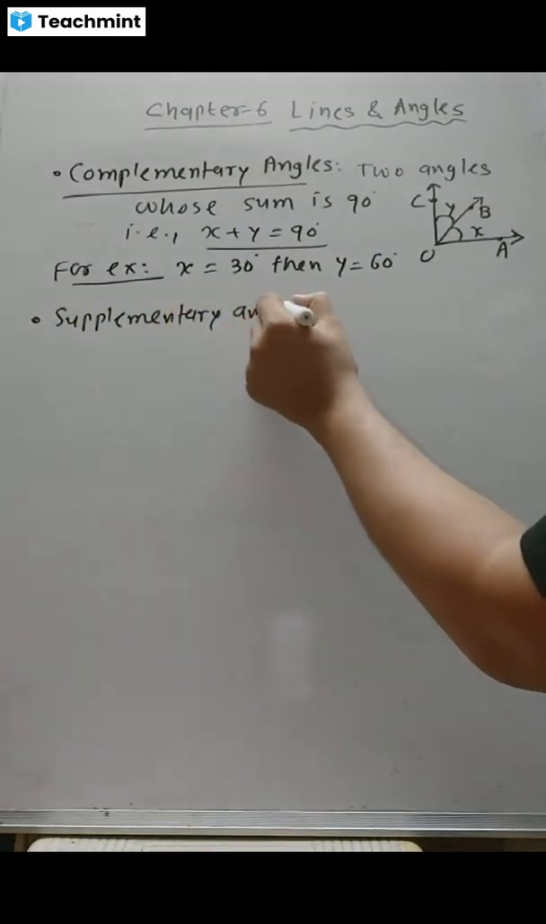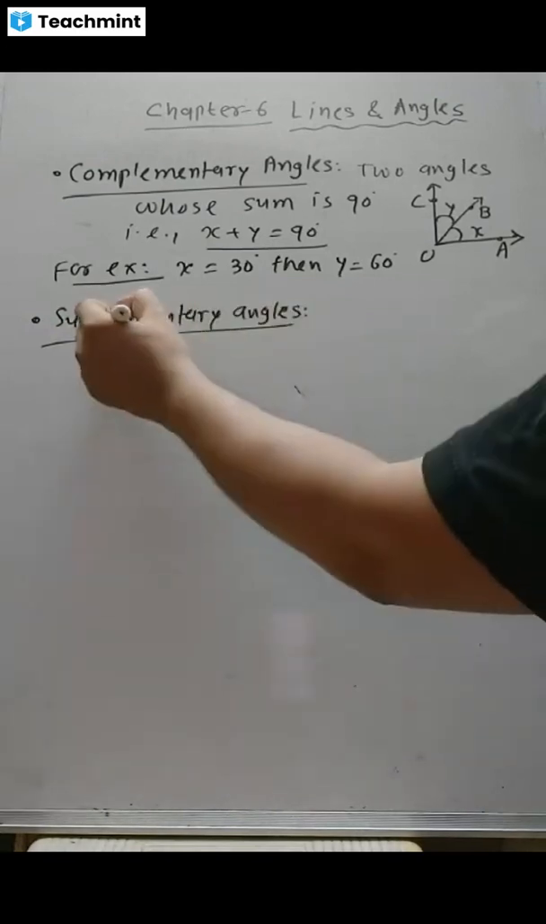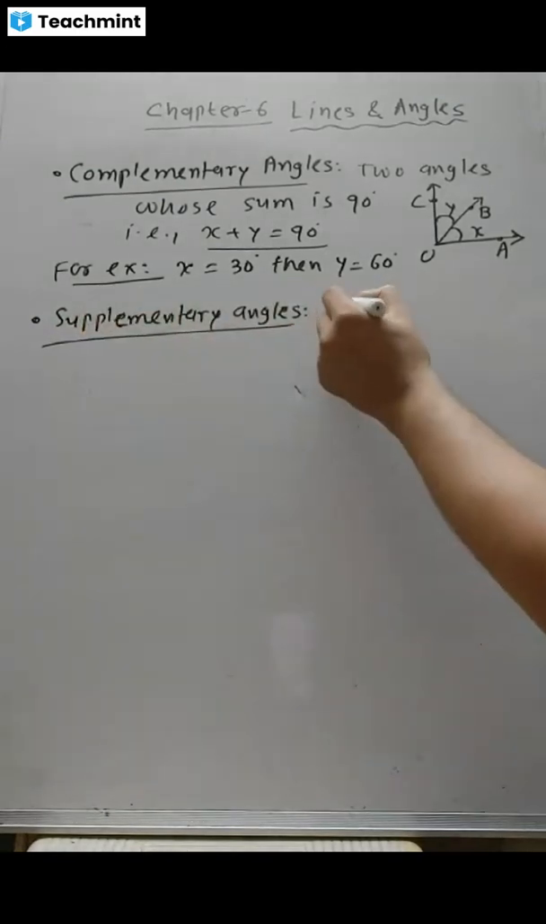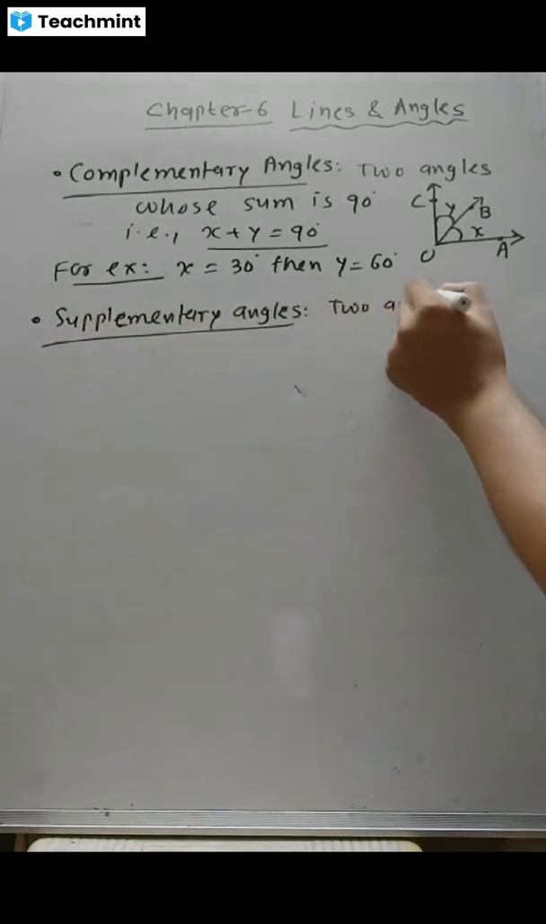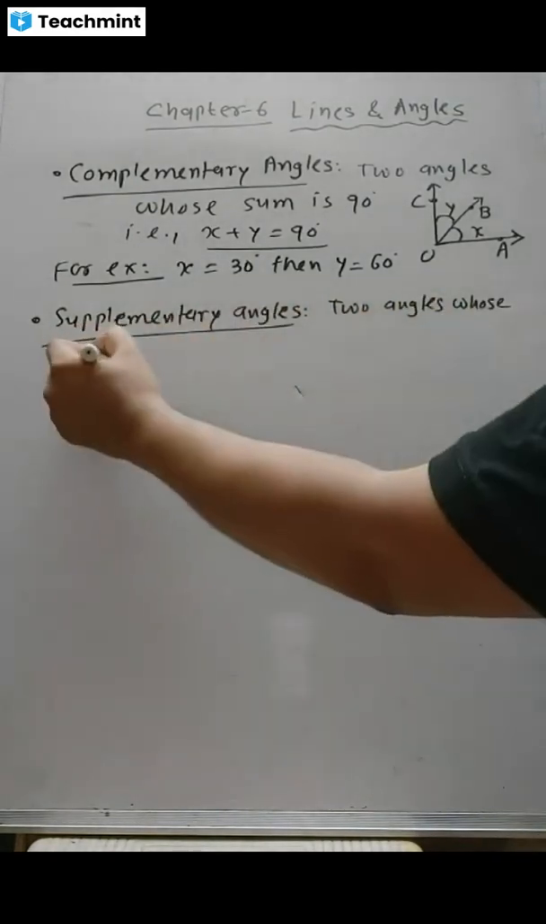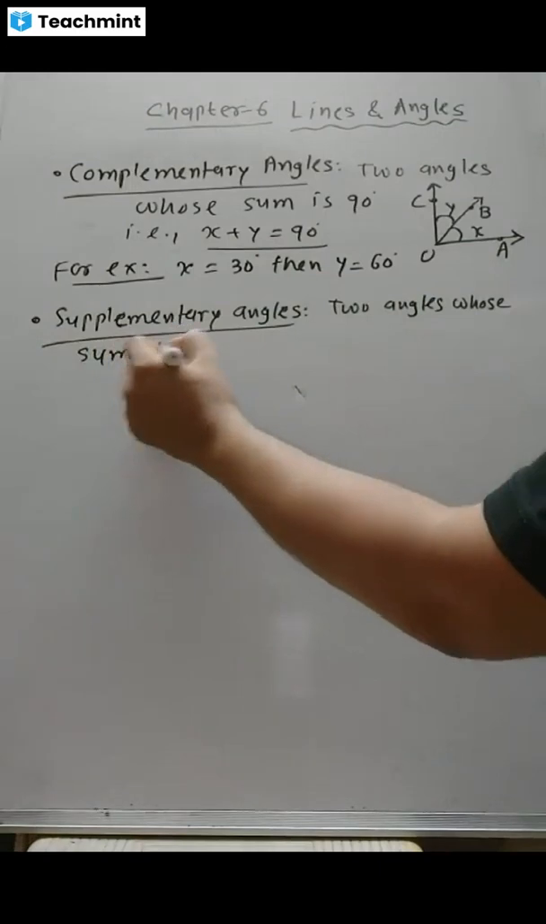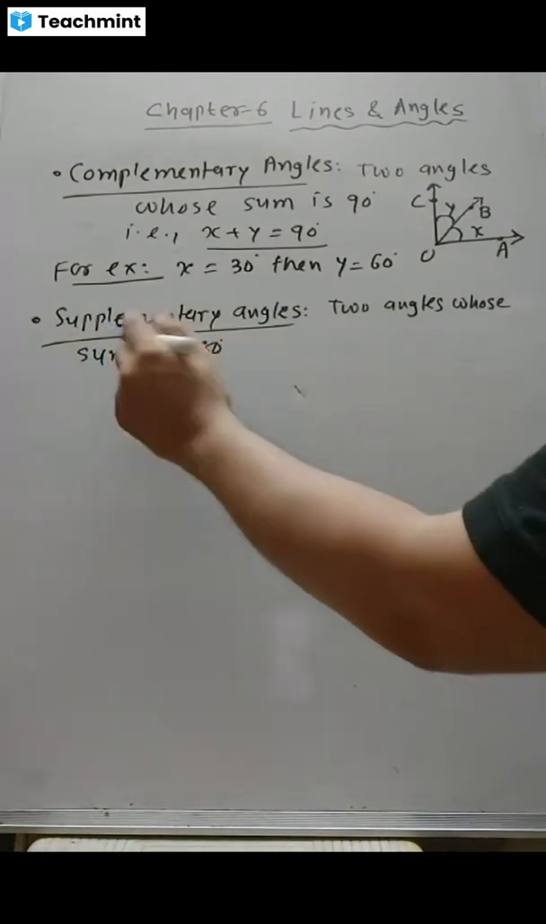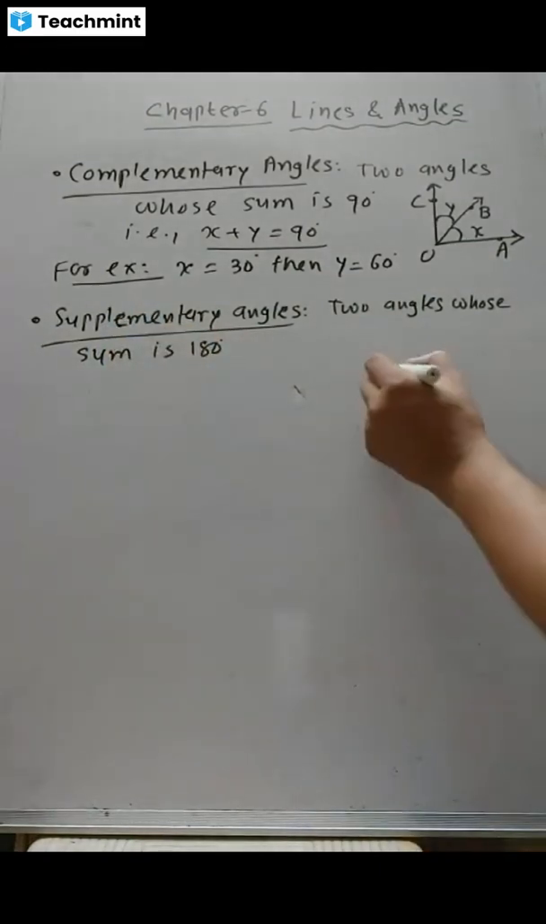Supplementary angles. Supplementary angle means two angles whose sum is 180 degrees is called a supplementary angle.